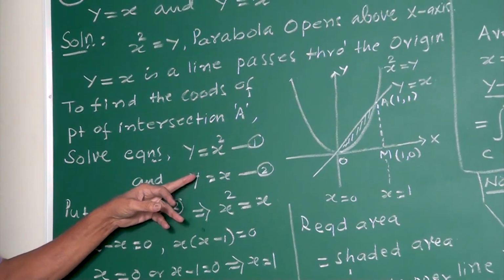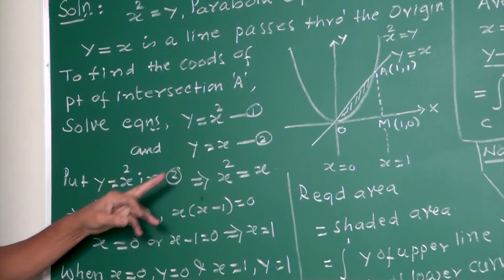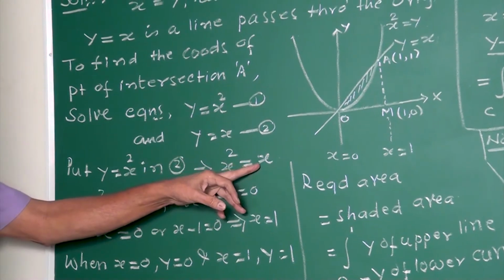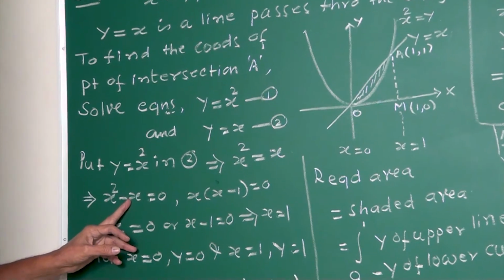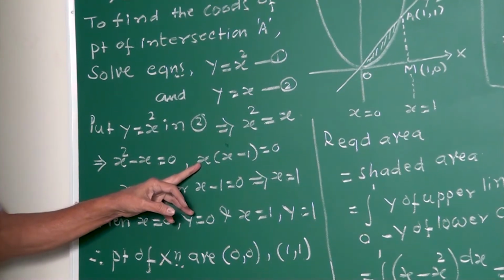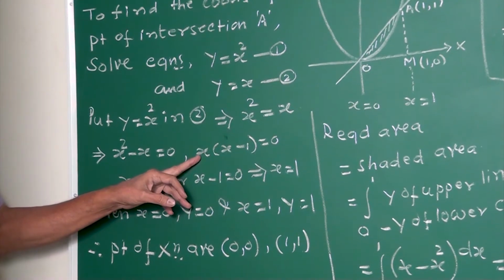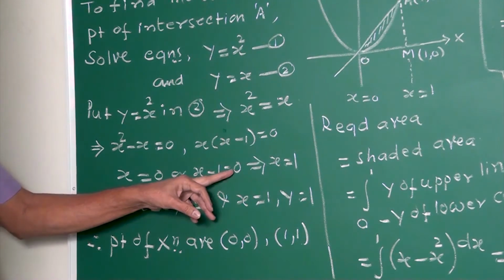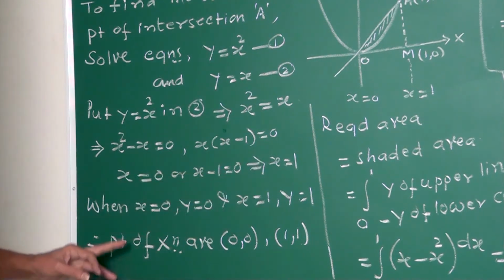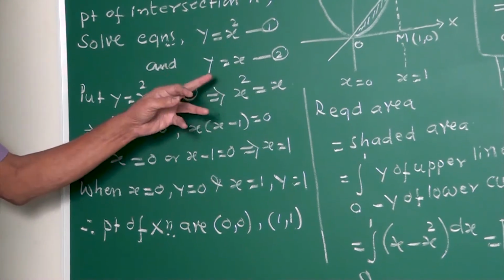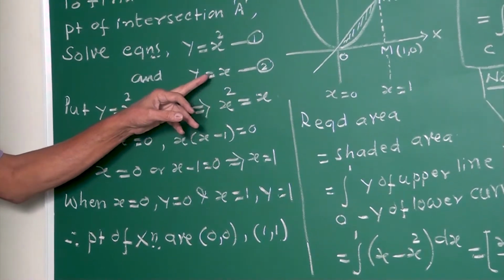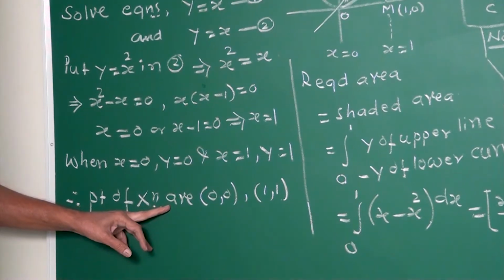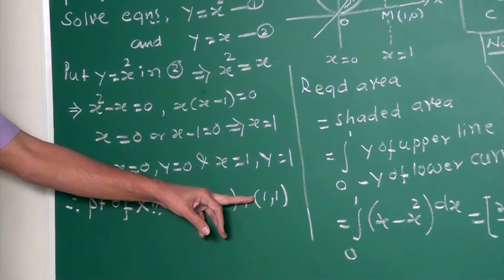Put y equal to x square into y equal to x. Yes, y is x square. X square equal to x. Bring this side, minus x. Take x common. X into x minus 1 equal to 0. First value of x, 0. Second value of x, by putting x minus 1 equal to 0, x equals 1. When x is 0, y is 0. When x is 1, y is 1. Therefore, the points of intersection are 0, 0 and 1, 1.